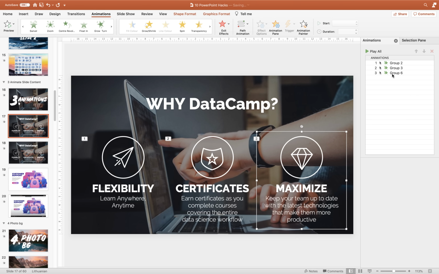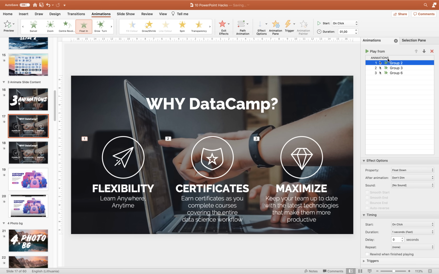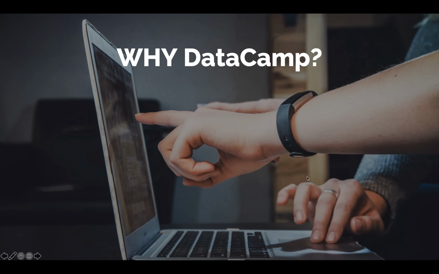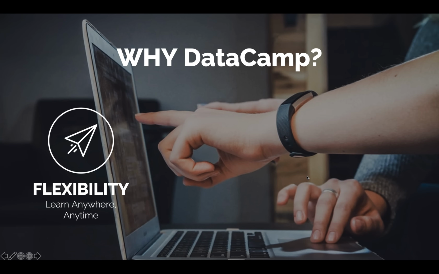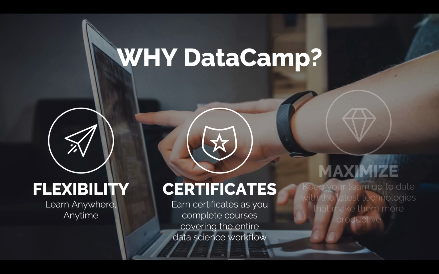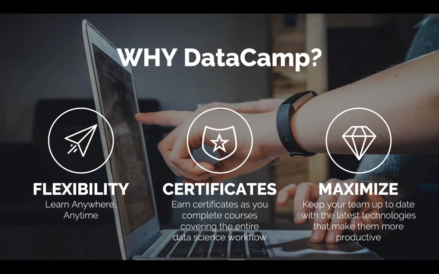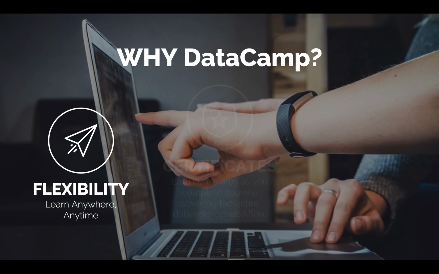And as you can see, now we have 3 animations applied to 3 groups, and each of those animations is starting with a click. You can choose different options, such as after previous, with previous, but let's leave it with a click. Now we click once, we get our first group. Now we get the second, and now we get the third. So that's tip number 3 on how to improve your slides.